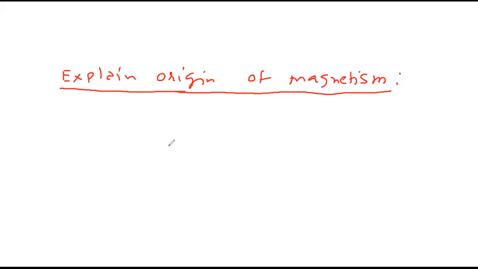If this is an electron traveling clockwise, then in which direction will the current be? This is an electron, current.